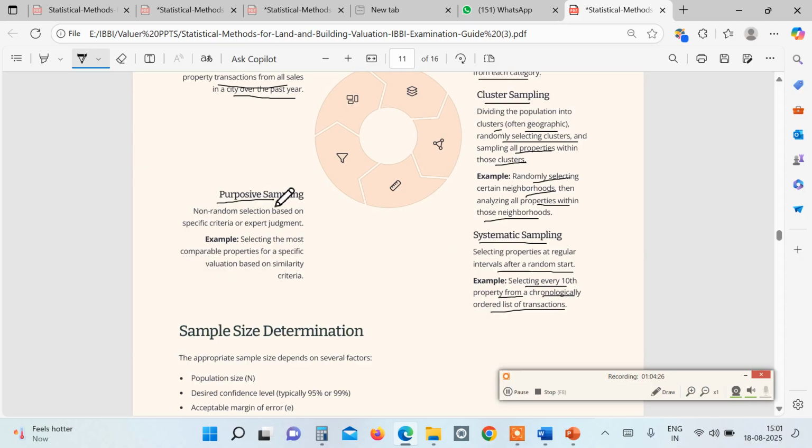Last one is purposive sampling. So non-random selection based on specific criteria or expert judgment. For example, selecting the most comparable properties for a specific valuation based upon similarity criteria.